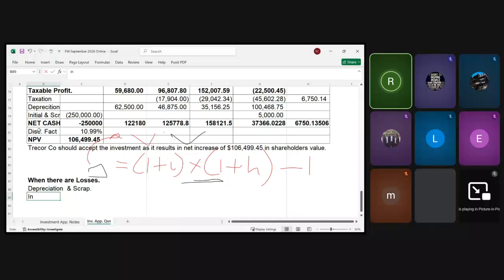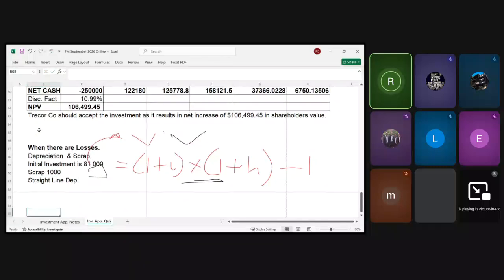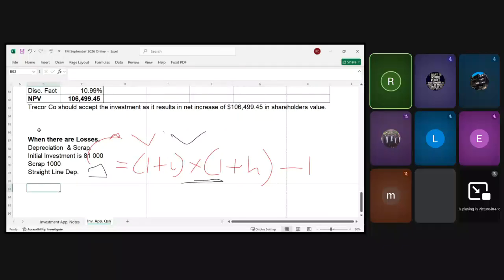Let us assume that the initial investment is 81,000, scrap 1,000. That's it. Depreciation, straight line depreciation. So this is what I'm going to explain in the next few minutes. I'm not going to make use of a full question, but I think you should be able to understand this.